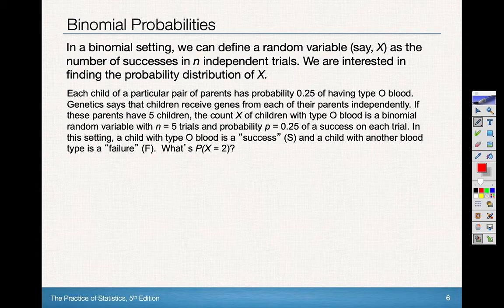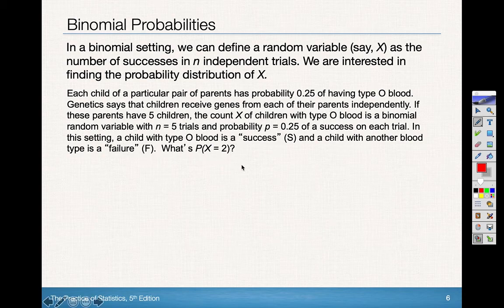Binary. It is binary. Now, you're all probably thinking, yeah, but there are a lot of different types of blood: type A, type B, type AB, type O. But this is binomial because a success is just a child with type O blood. See right here, probability 0.25 is the success of each trial. In this setting, a child with type O blood is a success. So it's okay there are different types of blood, but all of the rest are just considered failure. That creates binary. A child with another blood type is a failure.